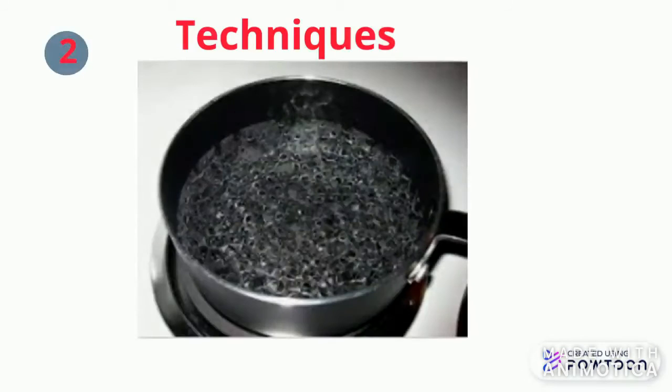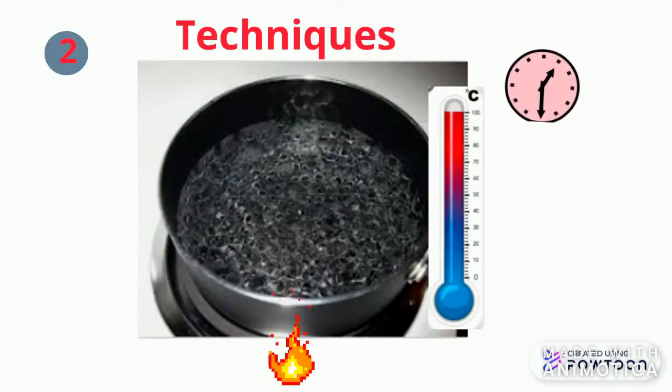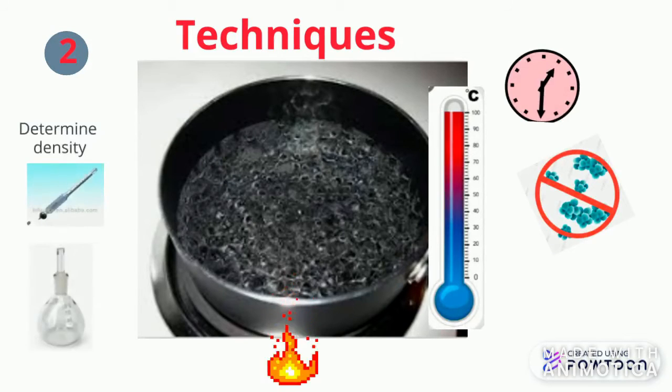Now, dissolve the sugar in water at a temperature below boiling, then raise the temperature quickly until it boils and keep it for a short time. If there's a microbial contamination, it will be destroyed, and for the determination of density, we use the areometer or pycnometer.